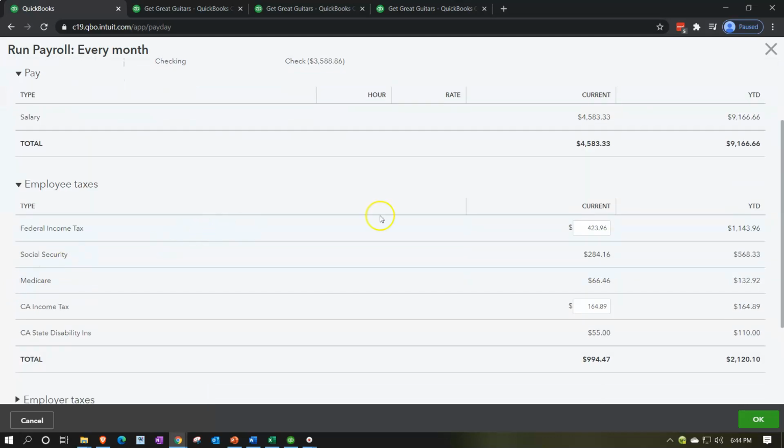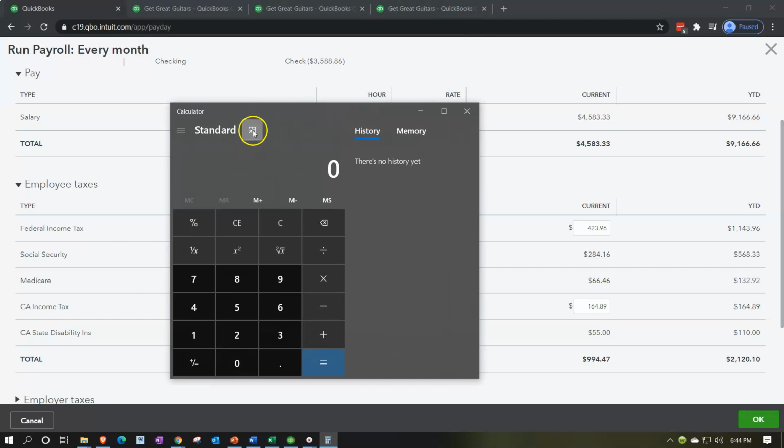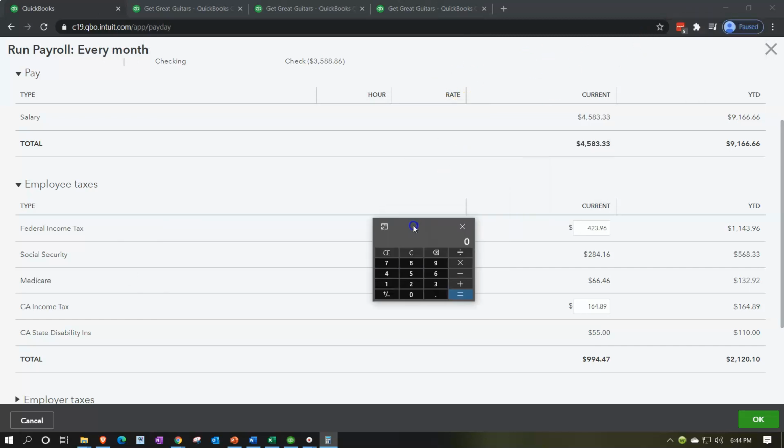Let's see what was withheld. We then have the federal income tax that was withheld. This is going to be based on the W-4 information that was entered into the system. So this is going to be based on the W-4 that was provided. The federal income tax by far is the most complex to calculate because it's a progressive income tax system. There's a bunch of other factors that will be involved.